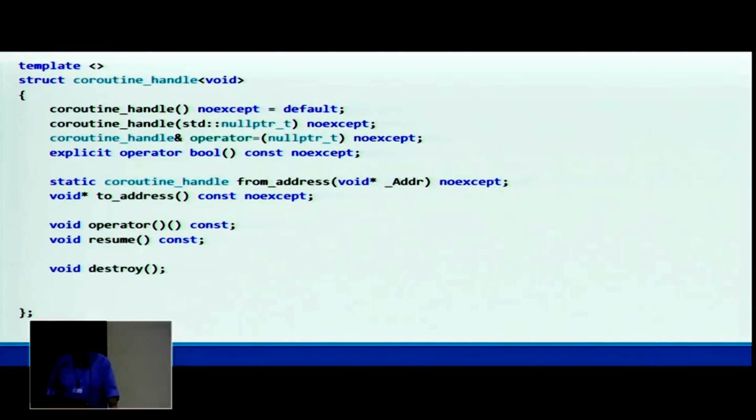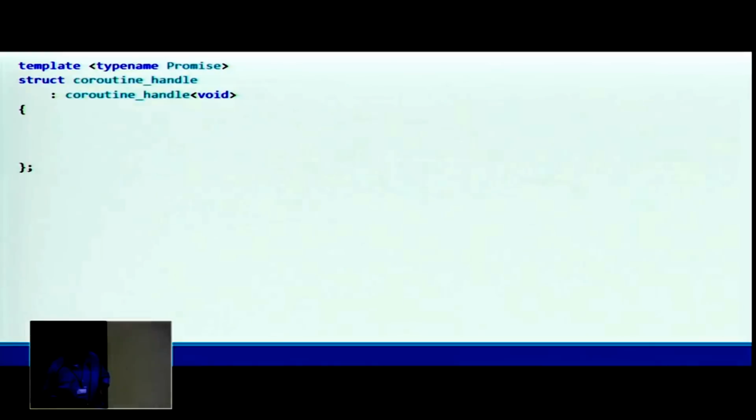And fifth, the coroutine handle provides a way to test whether the coroutine has completed execution. So this will return false if the coroutine is currently suspended. It will return true if the coroutine has reached the end, either via a co-await or by reaching the end of the coroutine. So that's the specialization for coroutine handle of void.